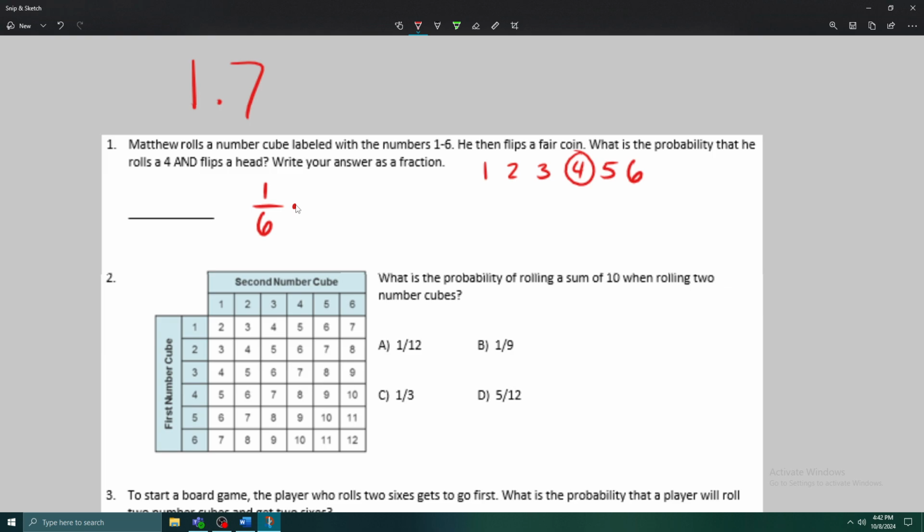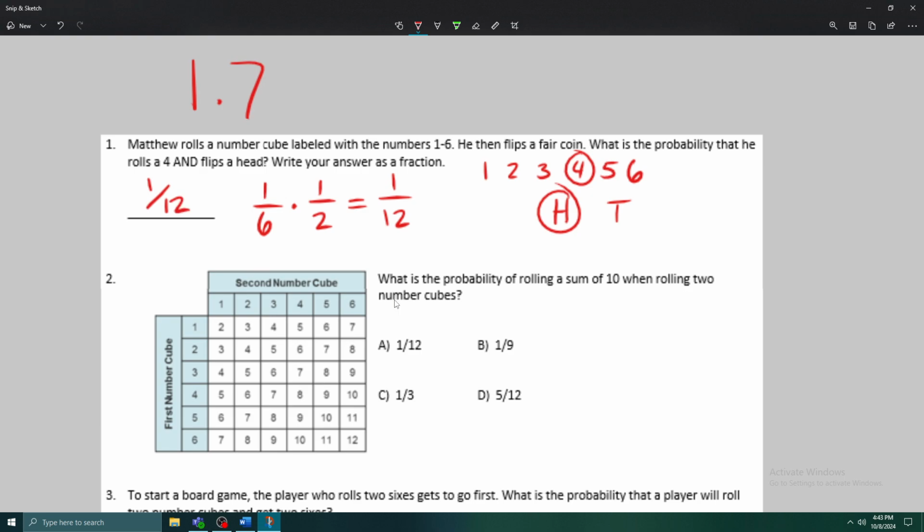So 1 out of the 6. And we are going to multiply by the probability that he flips a heads. If you remember looking at a coin, you can either get heads or tails, and heads is simply 1 out of those 2 possibilities. When we multiply, it's super easy. 1 times 1 is 1, 6 times 2 is 12, and our answer is 1 over 12.